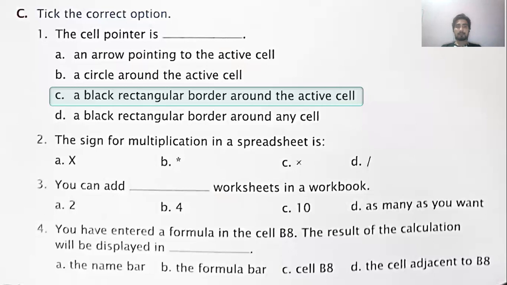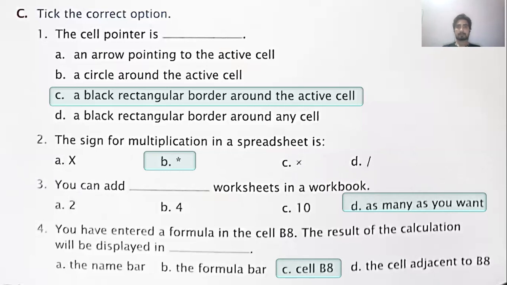Number two, the sign for multiplication in a spreadsheet is the asterisk symbol, or you can say star symbol. Three, you can add dash worksheets in a workbook. So we can add as many worksheets in our workbook as we want. There are no limitations on adding worksheets in a workbook. Four, you have entered a formula in the cell B8. The result of the calculation will be displayed in the same cell B8 only. In whichever cell you use the formula, the result will be displayed in that cell only.